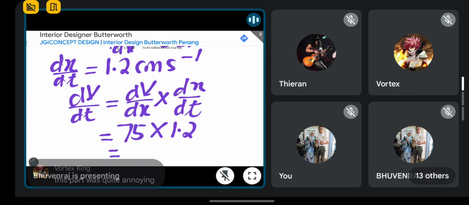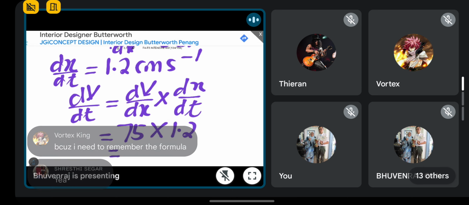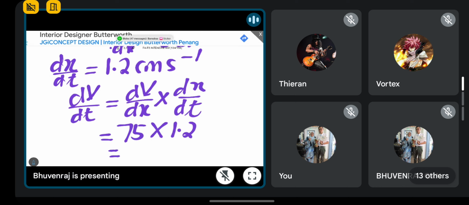Because some people forget the formula. Lupa rumus. So, tak boleh mula pun soalan. If you forget the formula, you cannot even start the question. You cannot even differentiate. So you must remember the formula. All the 3D shapes, you must memorize. Pyramid, cone, cylinder, what else? Prism. Four of these lah, mainly. Okay, so after this, you calculate.